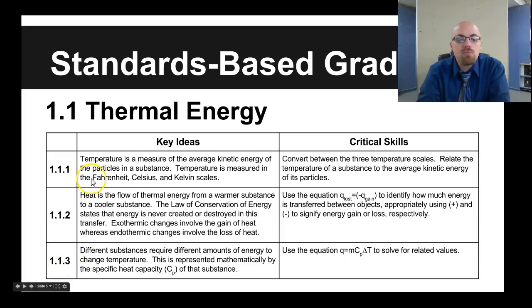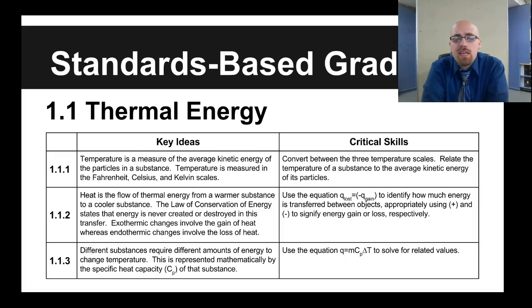Now, each objective is broken down into two components: a key idea and a critical skill. The key idea is what students should have in their minds. These are the things that students should know and be able to understand. For example, the very first key idea for the first objective is that temperature is a measure of the average kinetic energy of the particles in a substance. Temperature is measured in the Fahrenheit, Celsius, and Kelvin scales. These are things that students should know.